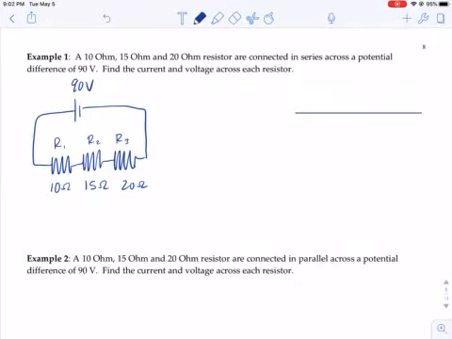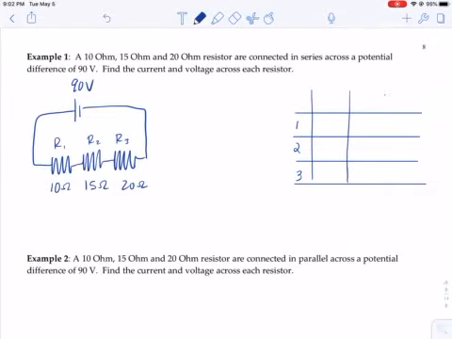When I set these up, what I like to do is make a table. And I'm going to number my resistors. Just trying to keep everything organized here. And there are 3 quantities that I'm interested in here: resistance, current, and voltage. And V equals I times R. So that reminds me of Ohm's law. I'm going to fill in my resistor quantities here.